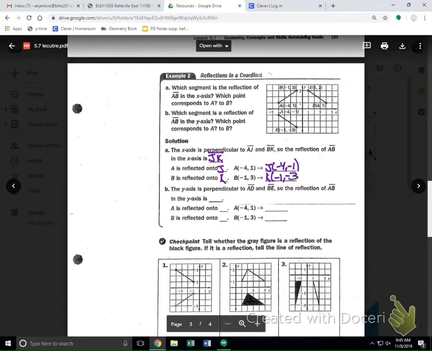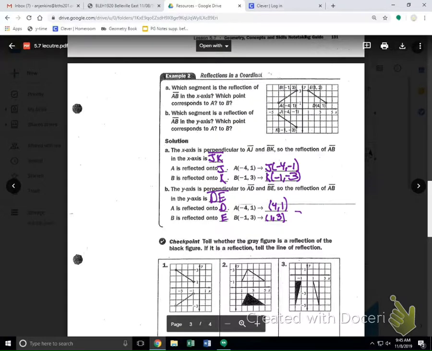Nice job, guys. So now we see here that we want to see what happens if it is going to be reflected over the y-axis. So which segment is it if it is reflected over the y? Yep, DE or ED, either one works. DE. Remember the line on top because it's a segment. So here A is reflected on top of D, which has the coordinates of 4, 1. And then we have our B, which is reflected onto, which is the coordinates of what? 1, 3. Yep.